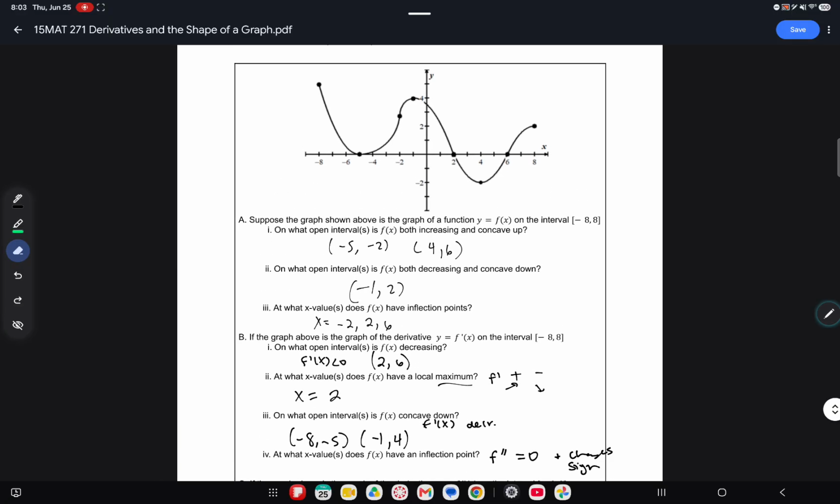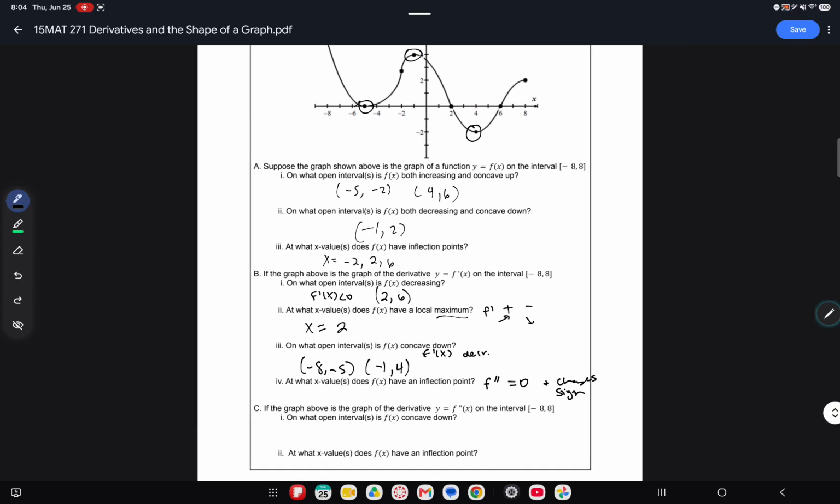Second derivative is 0. So that is where we have slopes of 0, which is here, here, and here. And then are we changing signs? So increasing to decreasing, yeah, all of them are changing signs because we're changing from increasing to decreasing. So x equals -5, -1, and 4.